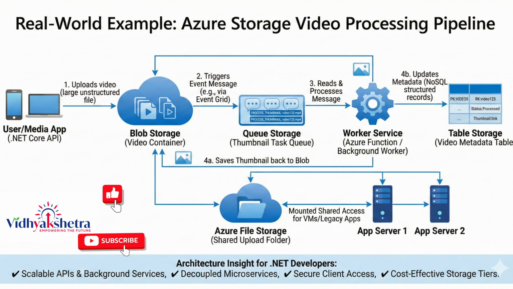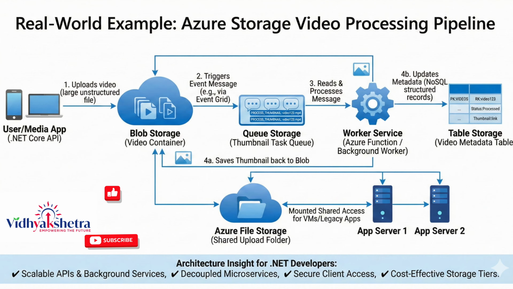Next, we have the worker service, which could be implemented as an Azure Function or a background worker, such as a .NET worker service hosted in App Service or Container Apps. This service reads the message from Queue Storage and starts processing. In our example, the worker generates a thumbnail from the uploaded video. Once the thumbnail is created, the worker saves it back into Blob Storage as a new file, completing step 4A.